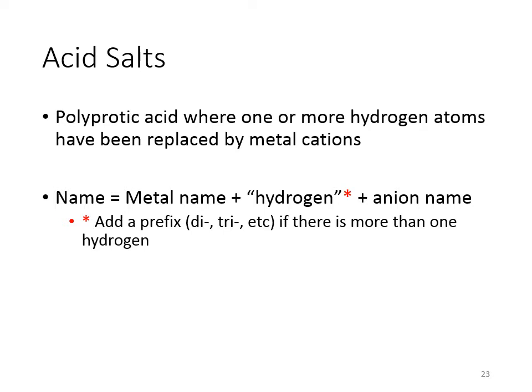We're going to take the name of the metal. And if the metal is a transition metal, you need that metal name. Remember, it includes a Roman numeral. Then we're going to add the word hydrogen to represent the hydrogens. Now, one thing here is if your acid salt has more than one hydrogen, we're going to use a prefix in front of hydrogen to say di, tri, etc. And then finally, the third part of the name is the name of the anion that's part of the acid salt. All right, let's take a look at two examples.